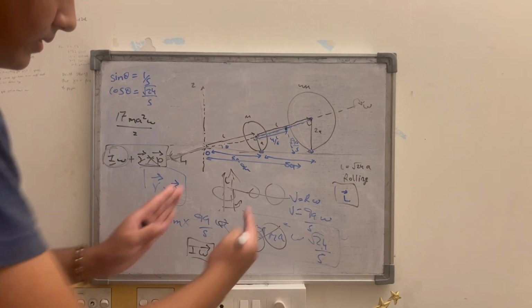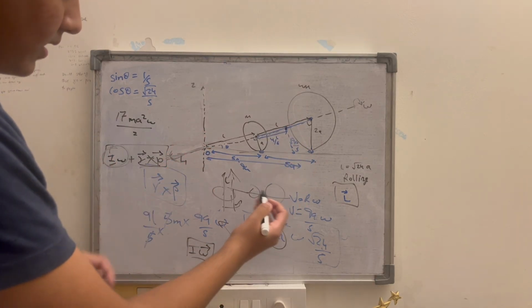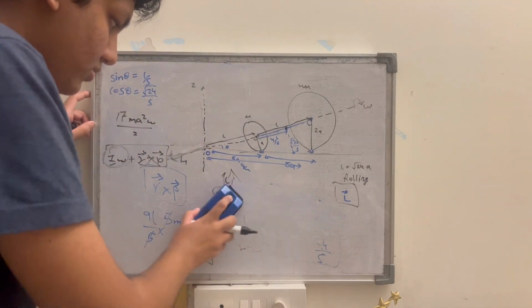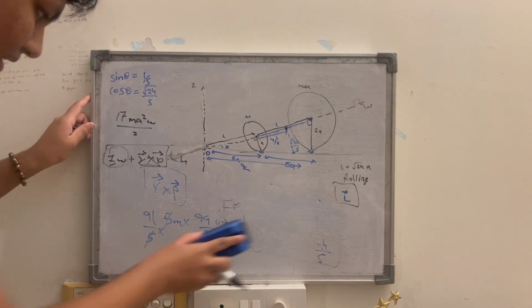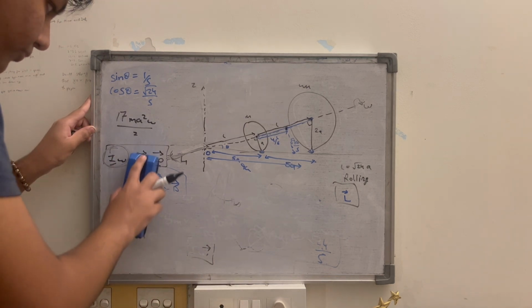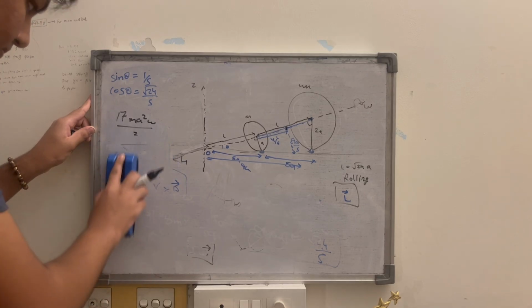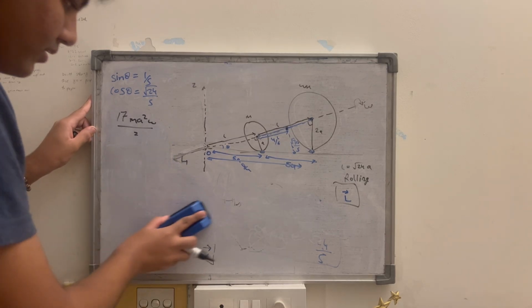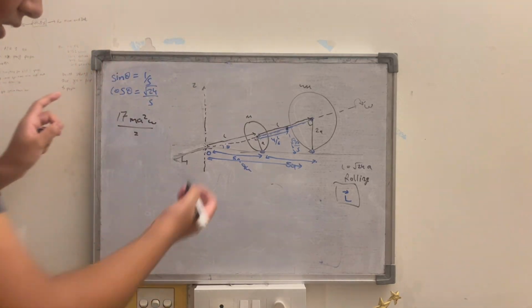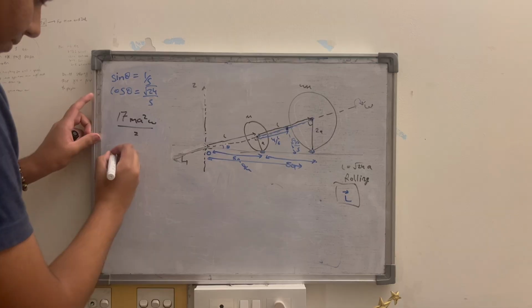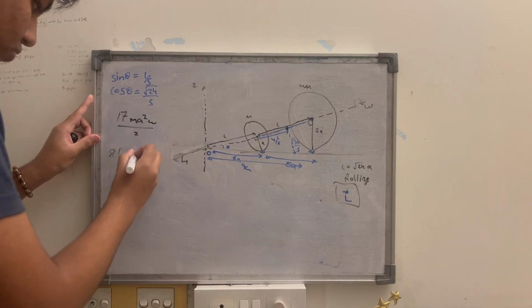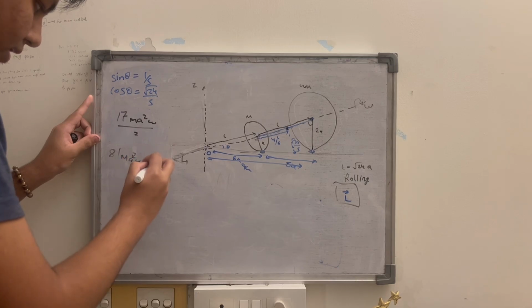Let me just erase this, so I think I can explain this to you, because understanding this is very important. This is the whole crux of the question that you need to understand. This angular momentum of the center of mass we found out to be 81 ma square omega root 24 by 5.